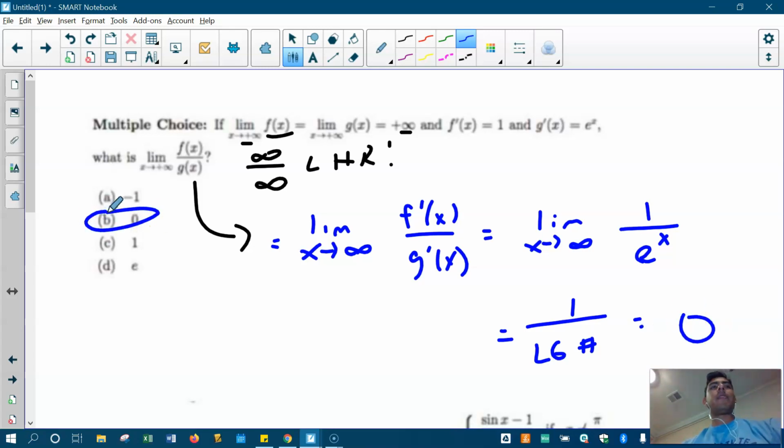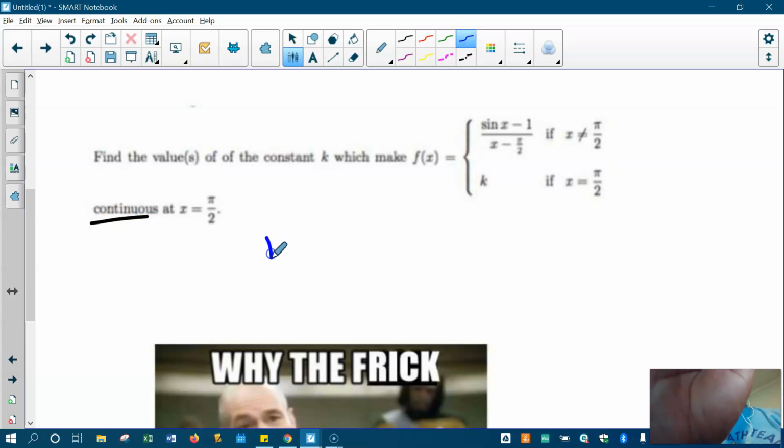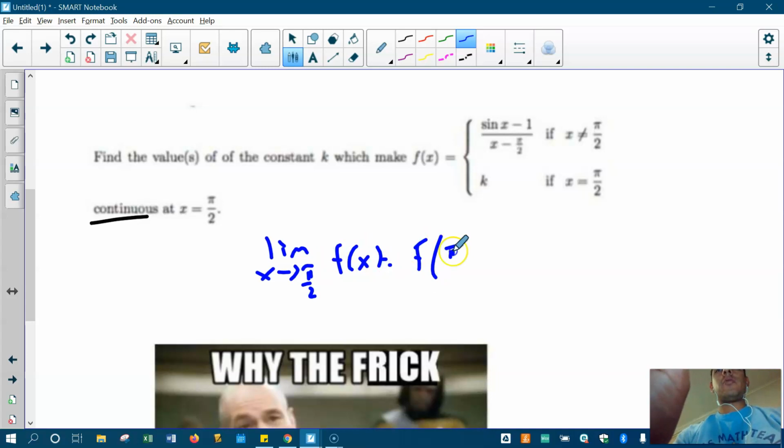B. And for the final one, find the value of the constant k, which makes f of x equal to that. Alright, well, let's see here. If I plug in pi over 2, let's see here. So, just to remind you, continuity is that the limit as x approaches pi over 2 of f of x needs to be equal to f of pi over 2. Okay, so that's a little review of continuity, which means we need a limit as x approaches pi over 2.